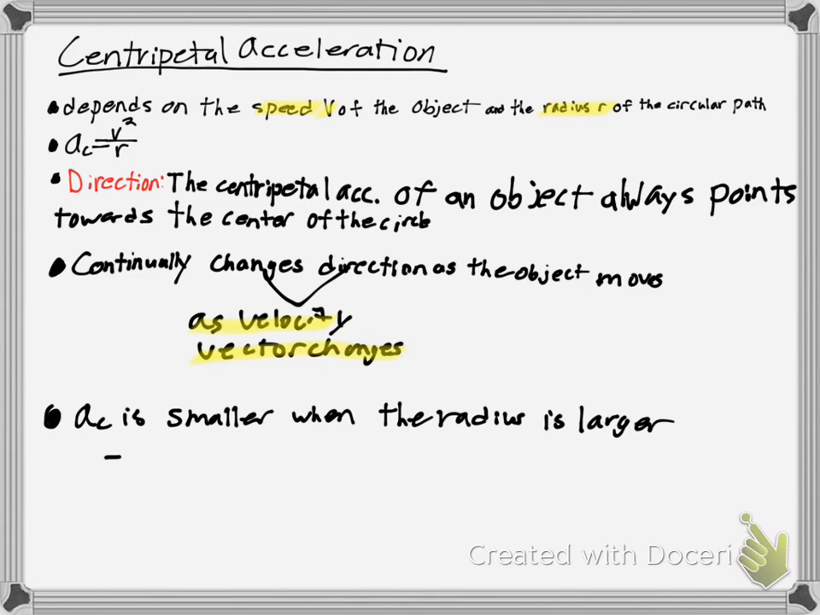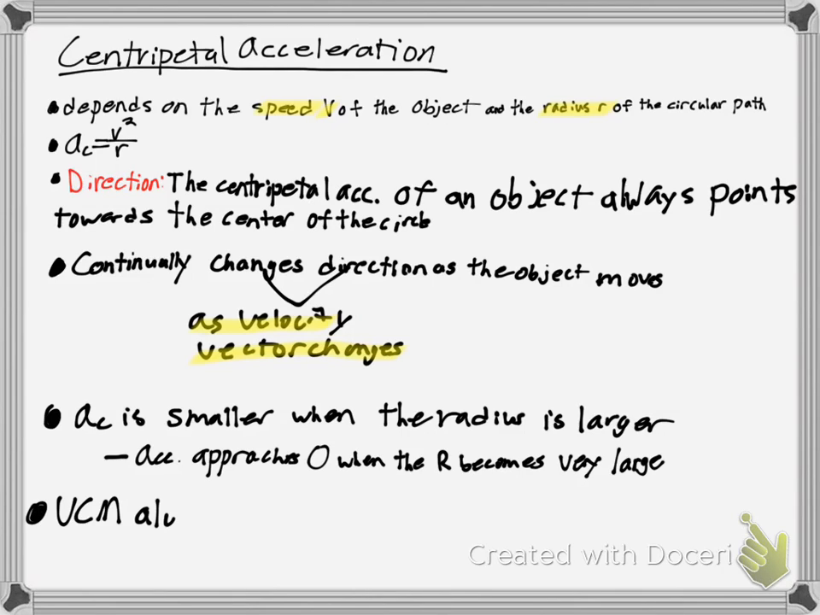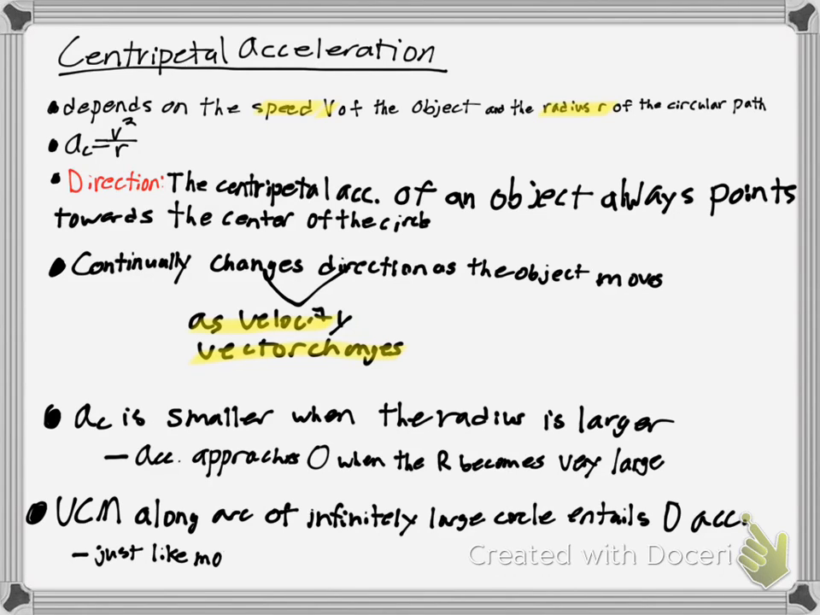Another point: the centripetal acceleration is smaller when the radius is larger. It makes sense because the radius is in the denominator, so anytime that number increases, the answer is a smaller number. The acceleration approaches zero when r becomes very large. Uniform circular motion along the arc of an infinitely large circle entails zero acceleration. It's a pretty good point because it's just like motion at a constant speed along a straight line if the circle is infinitely big.